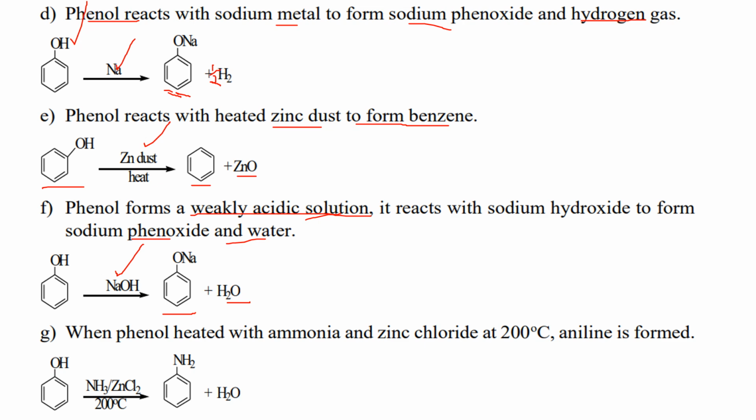Now, when phenol is heated with ammonia in the presence of zinc chloride at a temperature of 200 degrees Celsius, we always form aniline. And this reaction is very important in your synthesis. If you can memorize it, you are very good to go. So when you have phenol, you heat it in the presence of ammonia and zinc chloride at 200 degrees Celsius, you form aniline, or phenylamine, and it's a condensation reaction. That's why we are releasing water here.